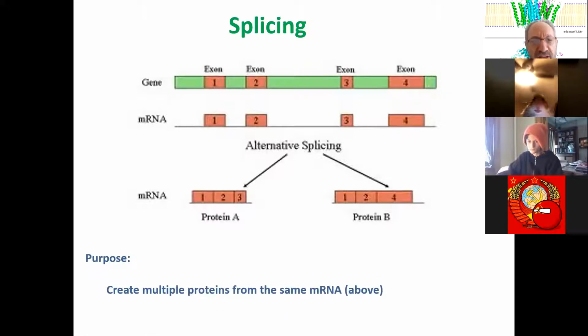What is the purpose? Well, you're creating multiple proteins from the same RNA. So when we say that there are only 25,000 genes in the human genome, there are actually a lot more proteins than there are genes because you're able to make many proteins from the same gene.